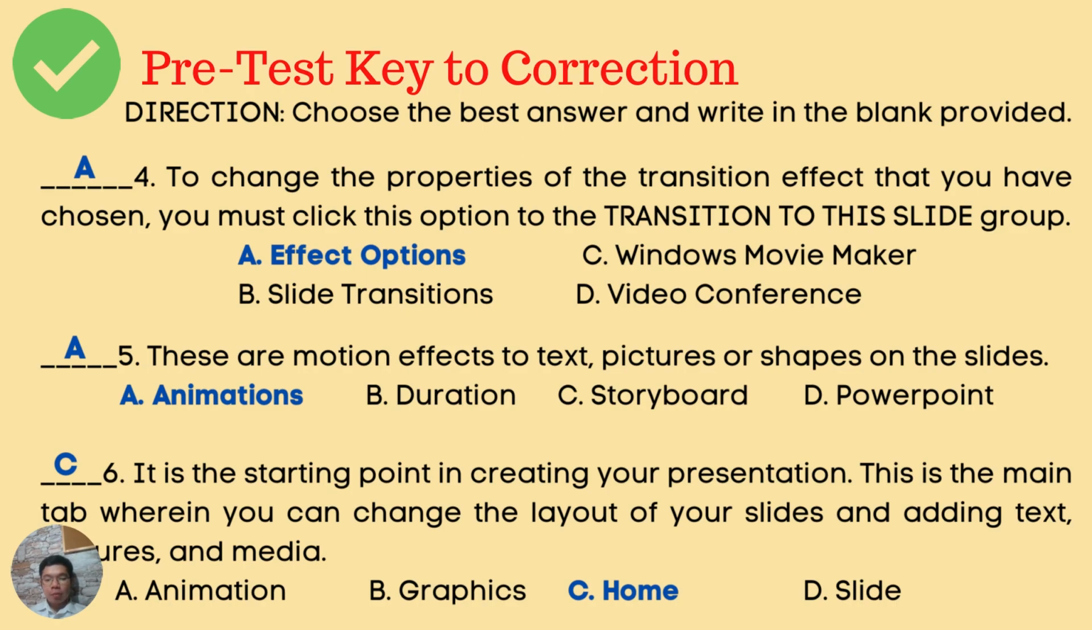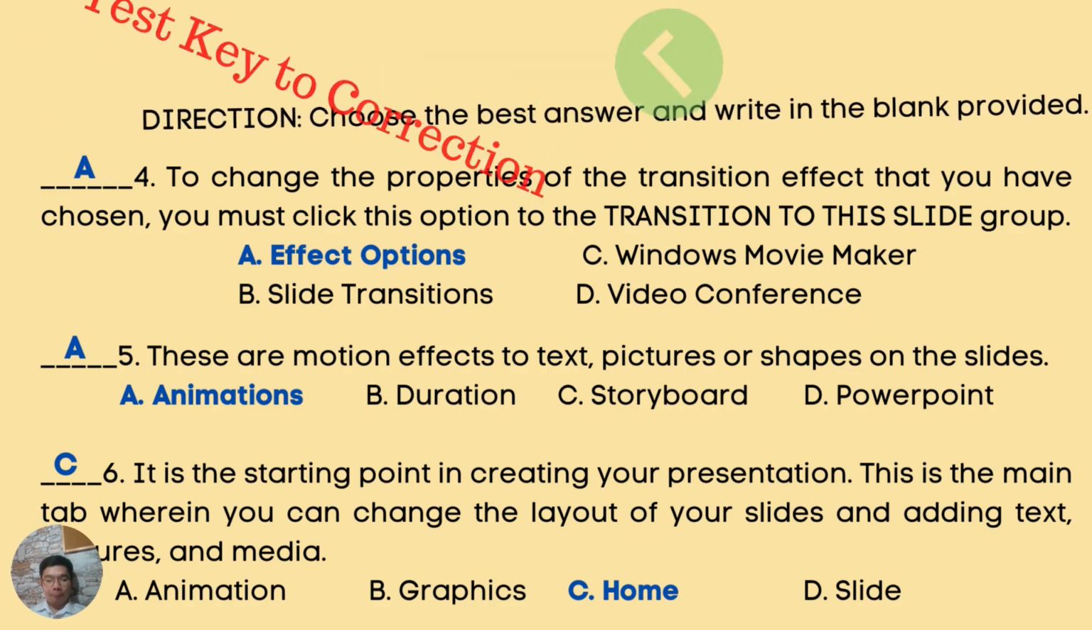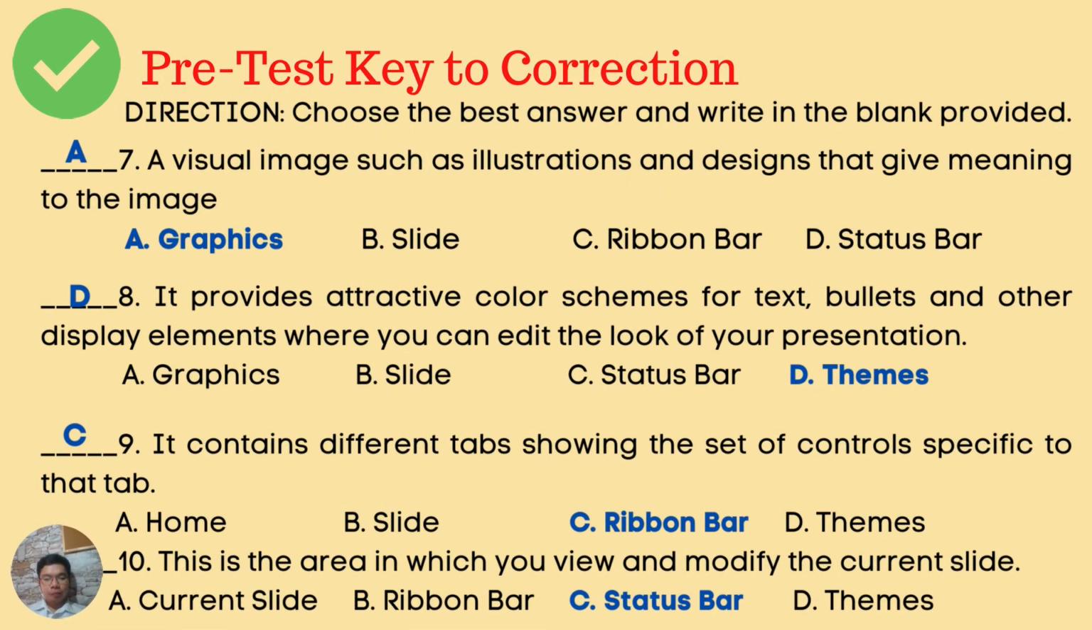6. It is the starting point in creating your presentation. This is the main tab wherein you can manage the layout of your slide and adding the text, pictures, and media. The answer is letter C, home. 7. A visual image such as illustrations and designs that give meaning to the image is letter A, graphics. 8. It provides attractive color schemes for text, bullets, and other display elements where you can edit the look of your presentation. The answer is letter D, themes.